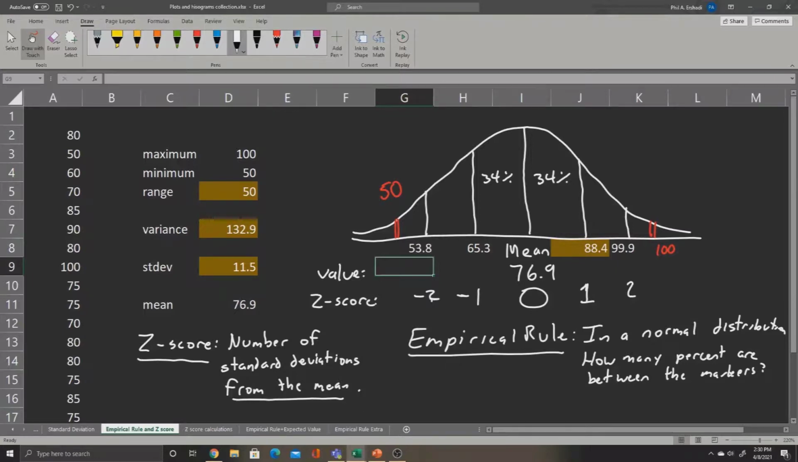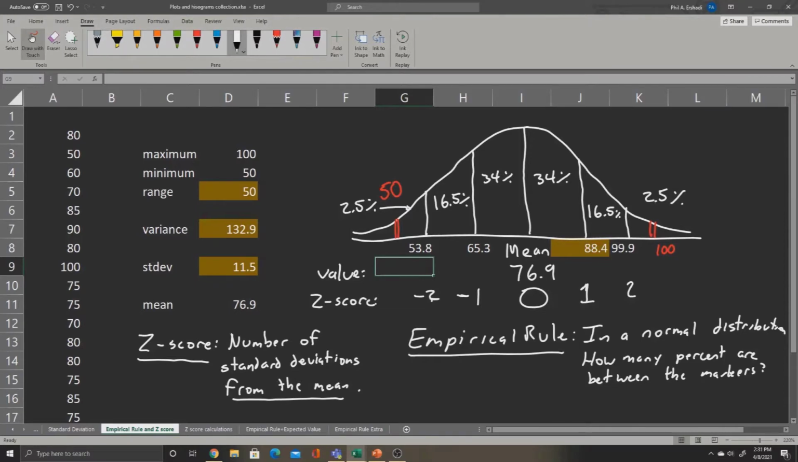Now, in between 88.4 and 99.9, that is, between z-scores 1 and 2, what we expect is to find 16.5% of the population. For the same reason, between -2 and -1, we would have 16.5% as well. Now, past a z-score of 2, we would expect to find 2.5% of the data. And lower than 53.8, we would also expect to find 2.5% of the data.